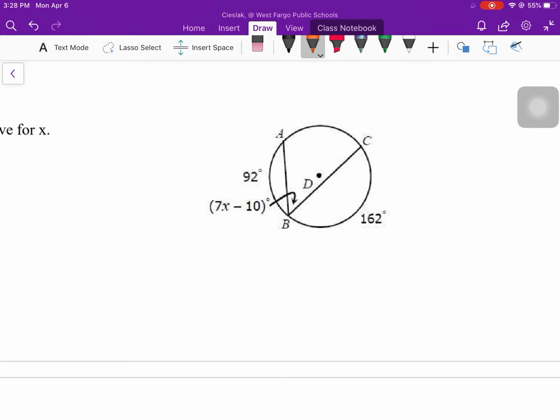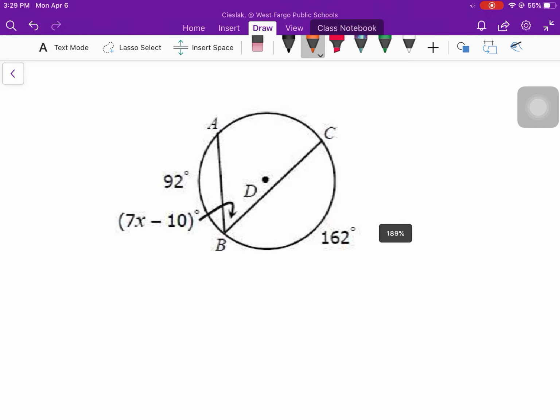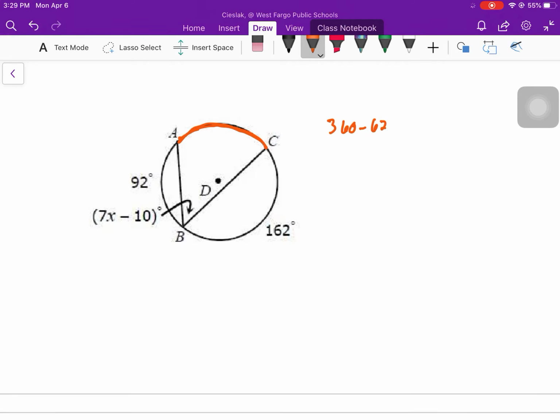Our next one, we've got solve for x. So notice that this is an inscribed angle. That inscribed angle is going to be half of the measure of this arc. I can find the measure of that arc by doing 360 minus 162 minus 92. Let me do that real quick. That is going to give us 106. Okay, so this in orange is 106 degrees.